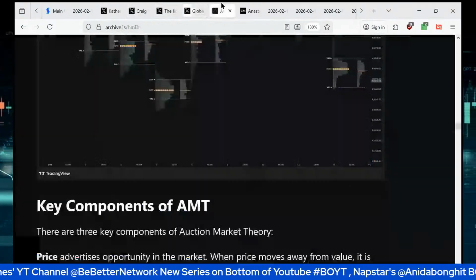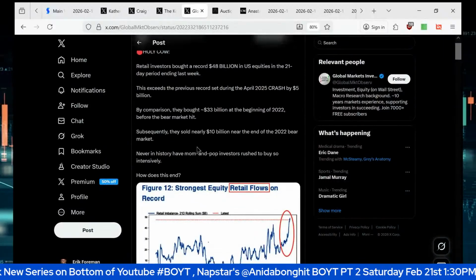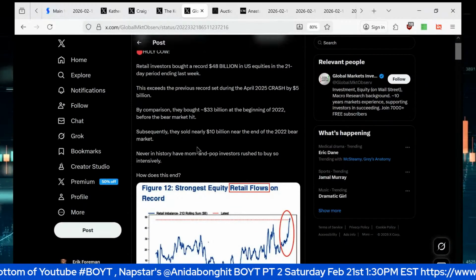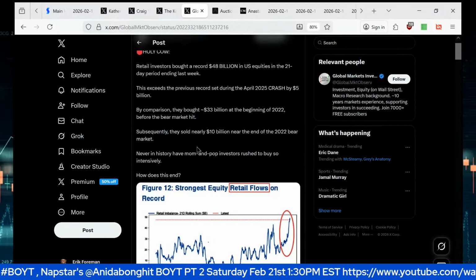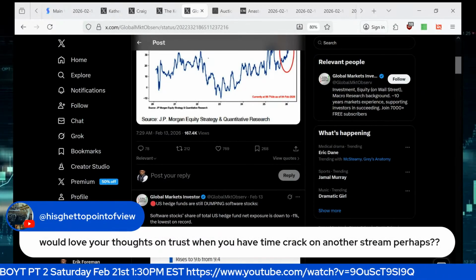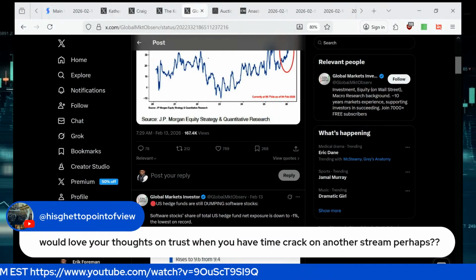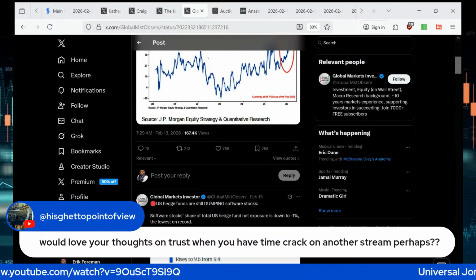Let's do some more tweets here. Okay, so this is an old tweet. This is like stale. Oh, let me get back to his ghetto points of view. Would love your thoughts on trust. So you're talking about trust, like estates, right?